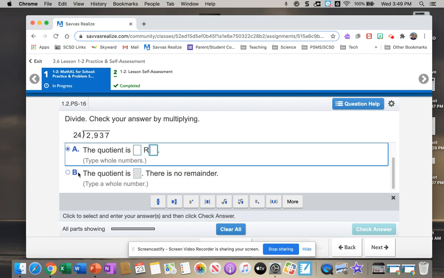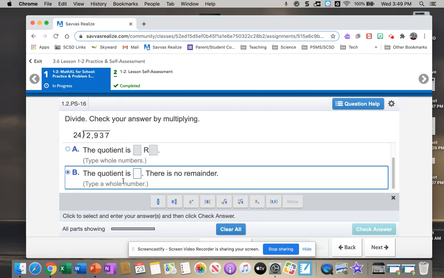But if you do the division and find that what you're left with, the quotient, is a whole number, right? It says type a whole number. You would type a whole number there.